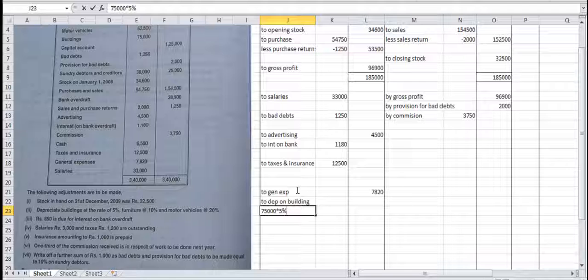75,000 into 5%. We have to take depreciation for building. How much will it be? If you take 7,500, then the depreciation will be 3,750. This is the building depreciation.